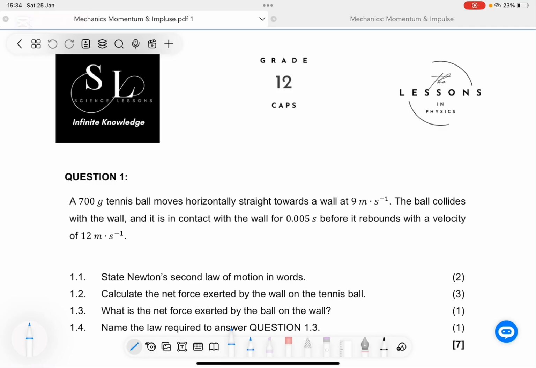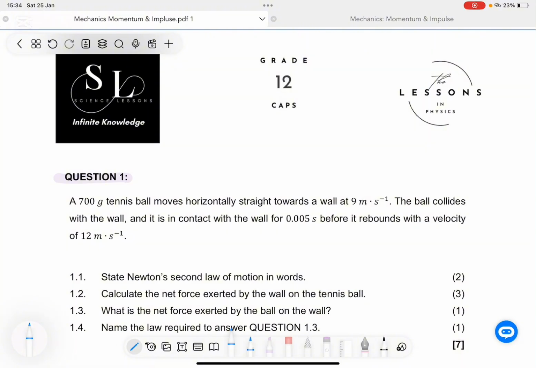It is now time to learn how to solve problems that involve Newton's second law in terms of momentum. Question 1 reads as follows.